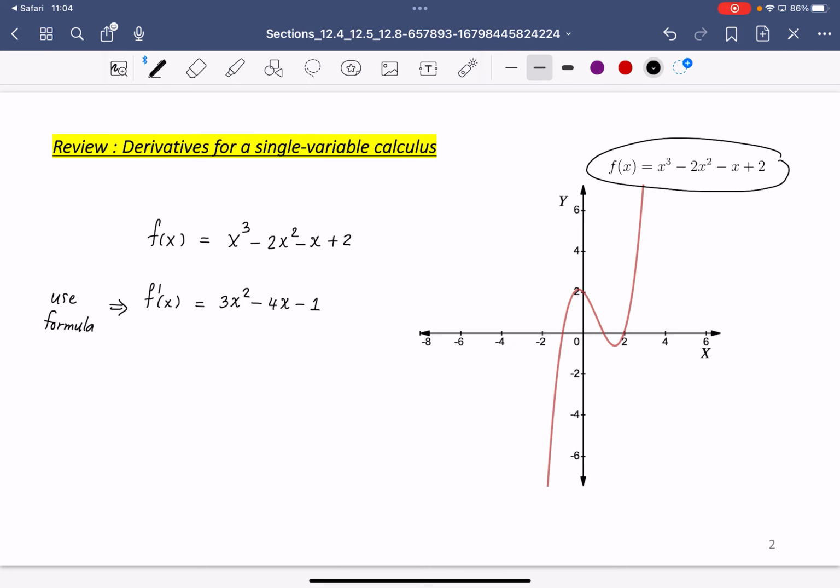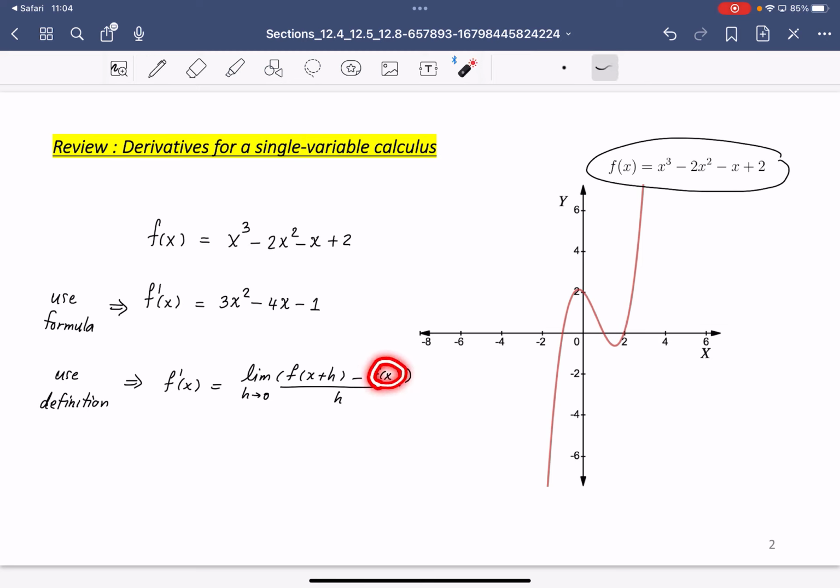Another way that we can do it is we can use the definition. So you can use the definition to compute the derivative, right? If you use the definition, it's gonna be f prime of x equal to the limit of f(x plus h) minus f(x) over h, where h goes to 0. Basically it tells you that you start from the function f(x) and then you move from x a little bit to x plus h.